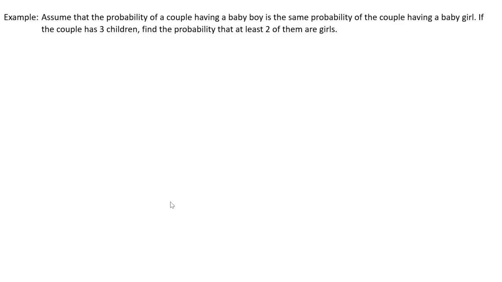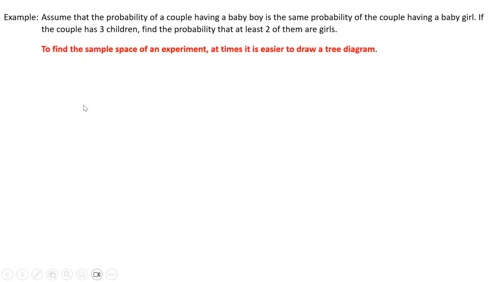Example: it says, assume that the probability of a couple having a baby boy is the same as the probability of having a baby girl. If the couple has 3 children, find the probability that at least 2 of them are girls. Okay. So solution. At times it's easier to draw a tree diagram. I think I did one earlier with heads or tails, but now it's going to be with a boy or a girl. So this is the first birth that they're talking about. The first birth can be a boy or it can be a girl.